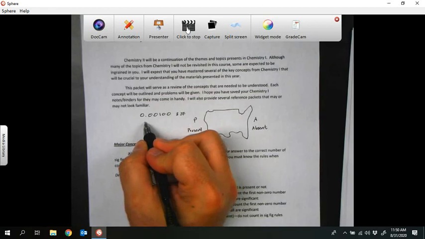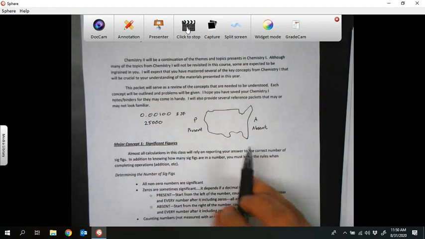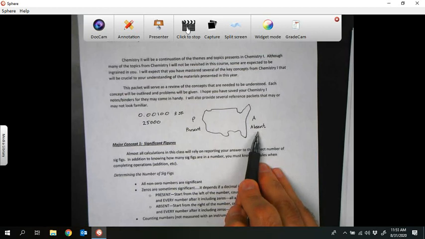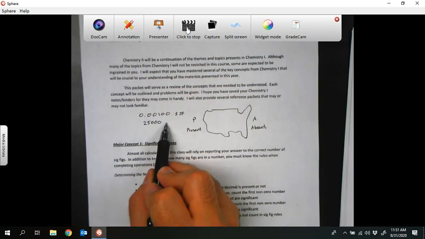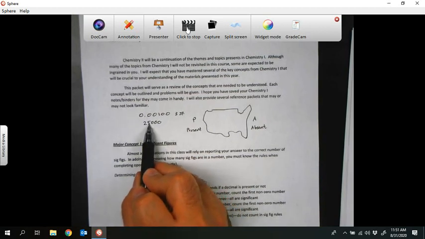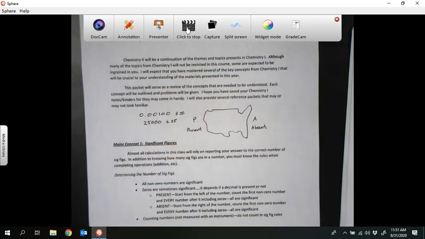If we looked at this number, 25,000, a decimal is absent. So we start from the Atlantic side of the number. First number we come to, and everything after it. So 1, 2. So we have 2 significant figures.